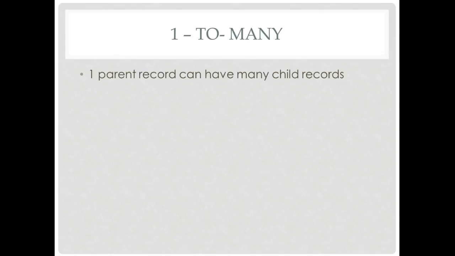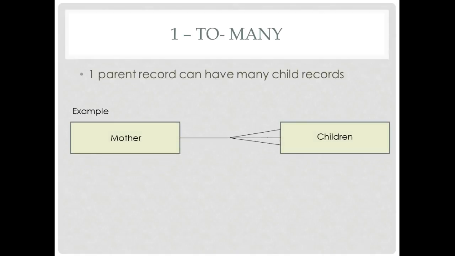Next, I want to talk about the one-to-many relationship. Now, the one-to-many relationship pretty much states that the parent record can have many child records. Now, imagine this. Let's say we have two tables. We have a mother table and we have a child table. Now, a mother can have multiple children, but each one of those multiple children only have one mother. So this is an example of a one-to-many relationship.